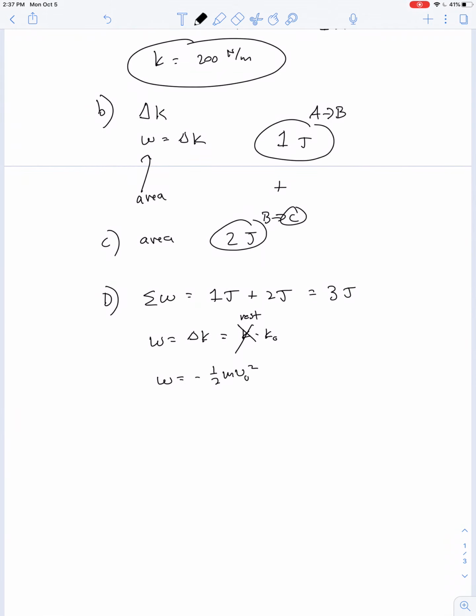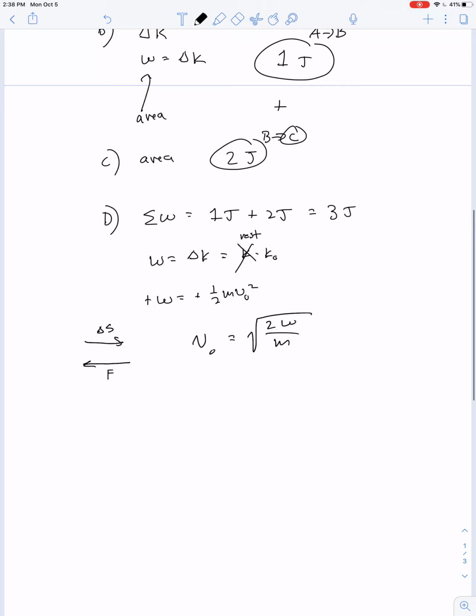I suppose the work itself is negative because the displacement, delta S, is to the right, but the force exerted by the springs is back to the left. So these negatives cancel one another out. And we can do some algebra to solve for the initial velocity. It's the square root of 2 times the work divided by the mass. So the initial velocity is equal to the square root of 2 times 3 joules divided by 5 kilograms.